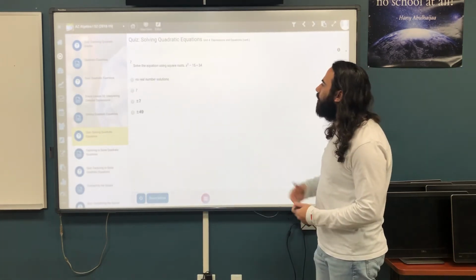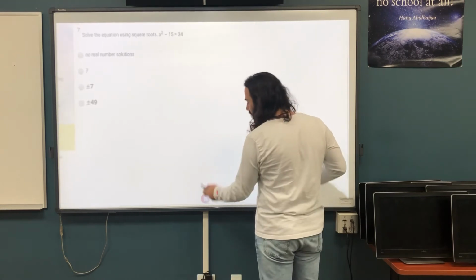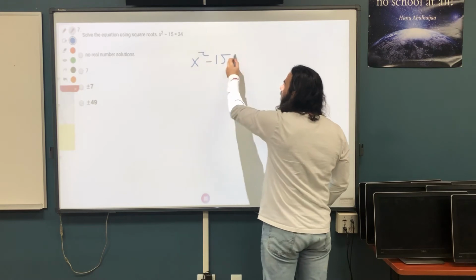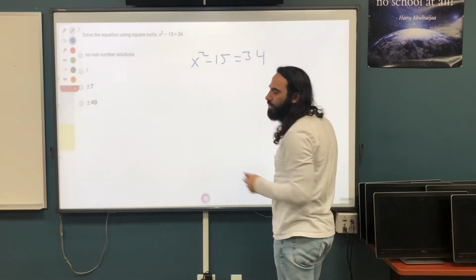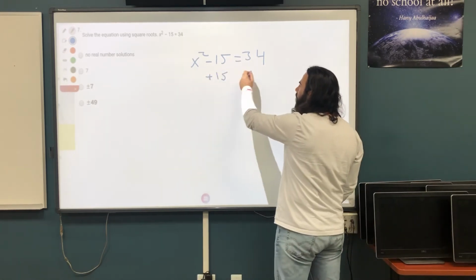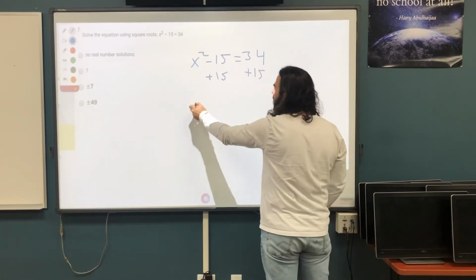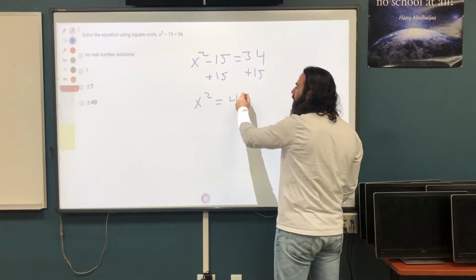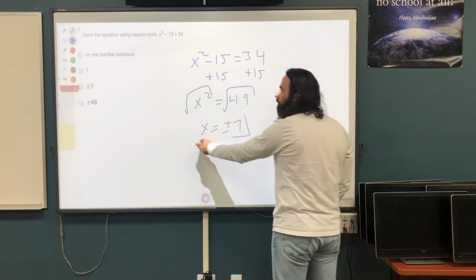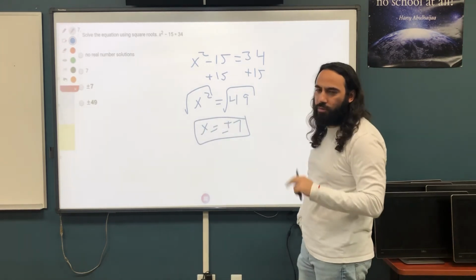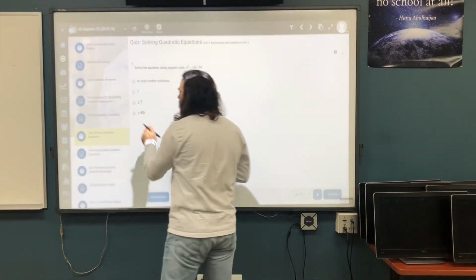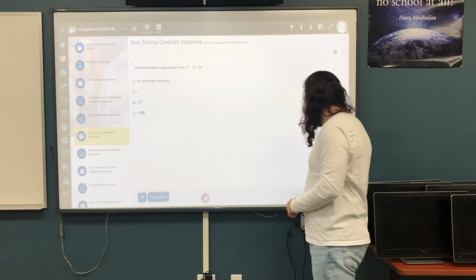Question 7, solve the equation. So we have x squared minus 15 equals 34. Guys, it's the same concept. You need to isolate x squared. So we add 15 to both sides. So it's going to be x squared equals 49. The square root of both sides, x equals positive negative 7. When you do a square root, there are always two answers, two solutions, positive and negative. So the answer is the third choice.